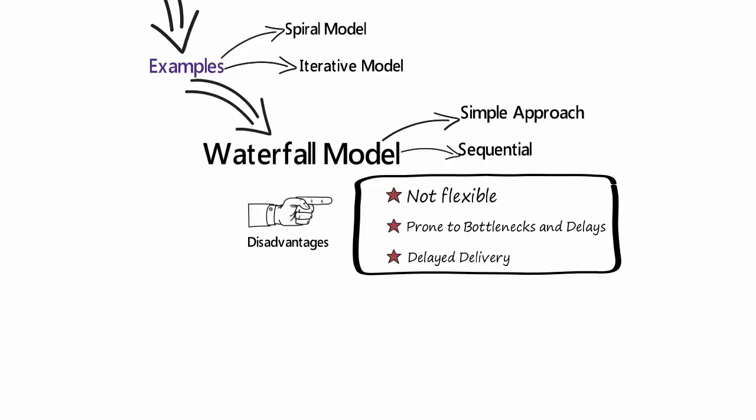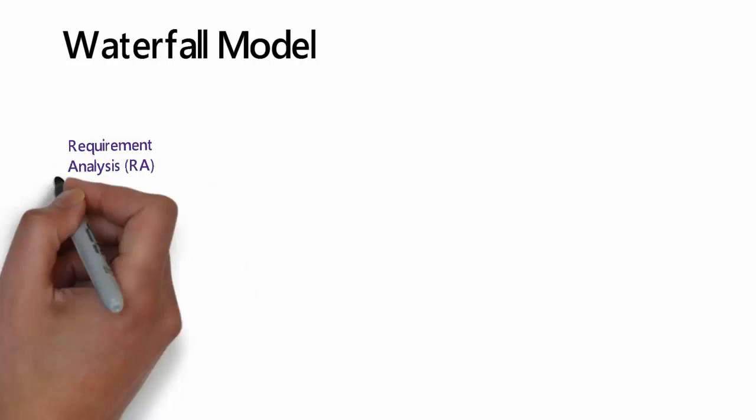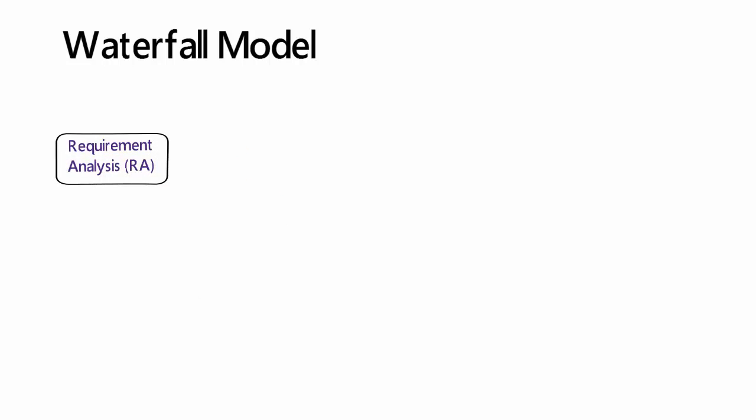Now let us quickly go through the high-level process involved in the waterfall model. It starts with a requirement analysis phase. The objective is to collect all the requirements up front, document it and get it signed off by the customer. Any changes after the sign-off has to go through a change control process.